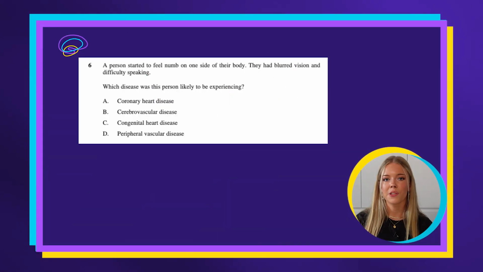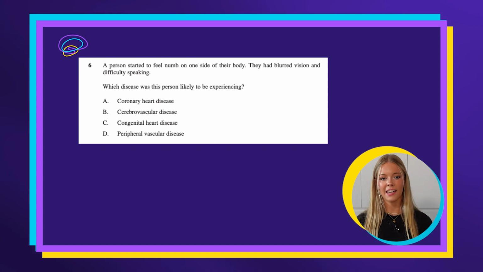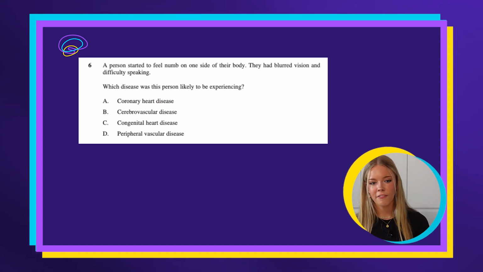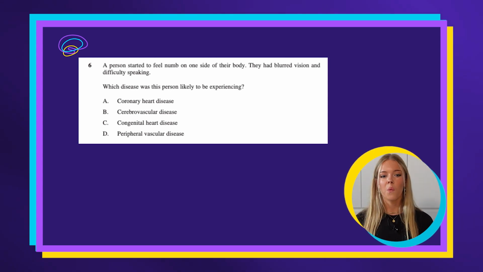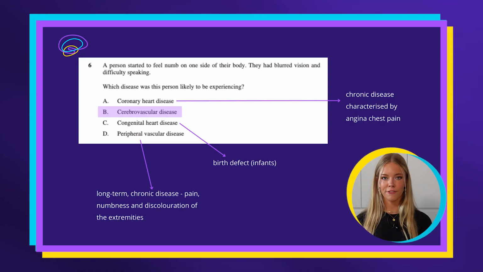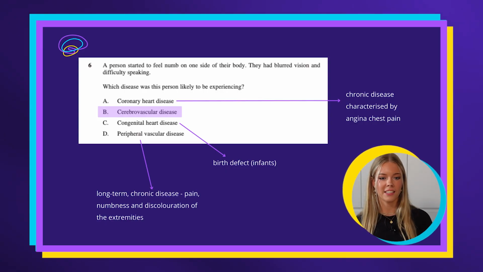Question 6 of the 2022 HSC paper said, a person started to feel numb on one side of their body. They had blurred vision and difficulty speaking. What disease was this person most likely experiencing? After reading this question, I was able to straight away identify that this person is experiencing a stroke, so the option that best fit my answer was cerebrovascular disease.